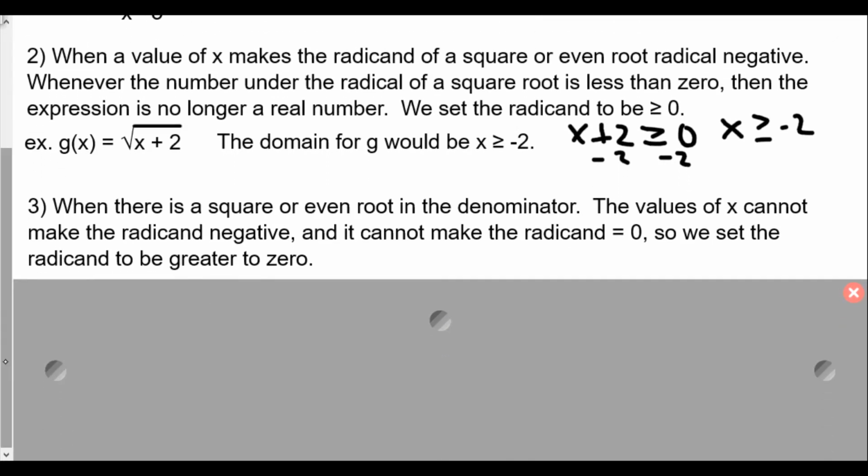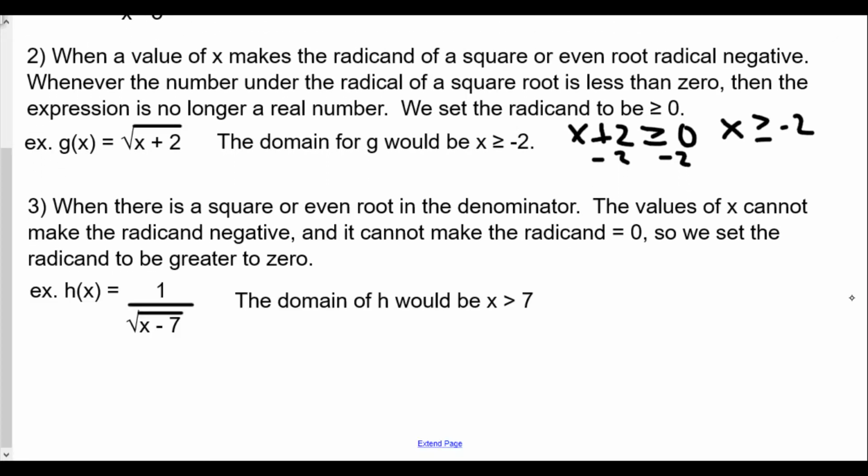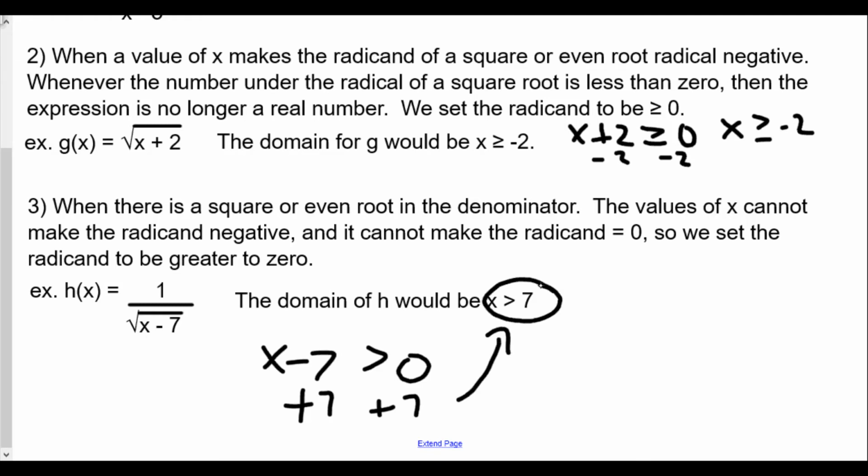So here, for a third situation, h of x is equal to 1 over the square root of x minus 7. Instead of setting x minus 7 to be greater than or equal to 0, it's just greater than 0. Why? Well, greater than 0 is positive, and not equal to 0 because you cannot have a 0 denominator. So we just add 7 to both sides. Therefore, our domain would be x is greater than 7. In this case, it's a combination of both 1 and 2 together.